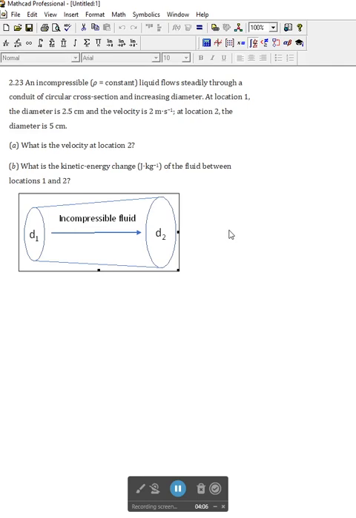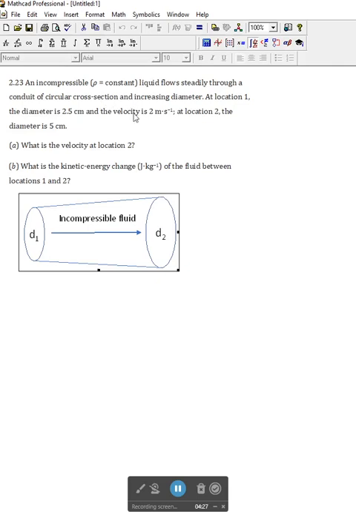At location 1, the diameter is 2.5 centimeters, and the velocity is 2 meters per second. At location 2, the diameter is 5 centimeters. What we're asked to find is the velocity at location 2, and then the kinetic energy change of the fluid between locations 1 and 2.